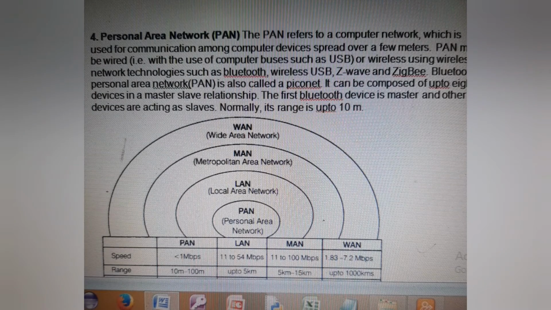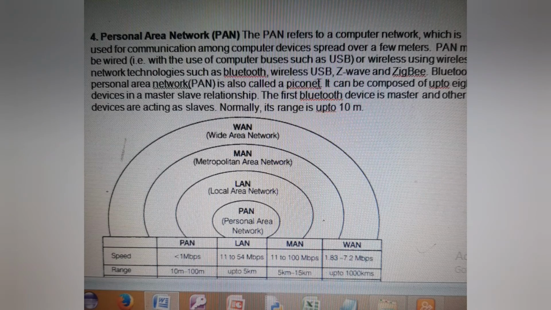PAN. This refers to a computer network which is used for communication among computer devices spread over a few meters. PAN may be wired with the use of computer buses such as USB, or wireless using wireless network technologies like Bluetooth. So like in our phone, we have got Bluetooth technology through which we can carry on our communication. Wireless USB can be there, Z-Wave, Zigbee.